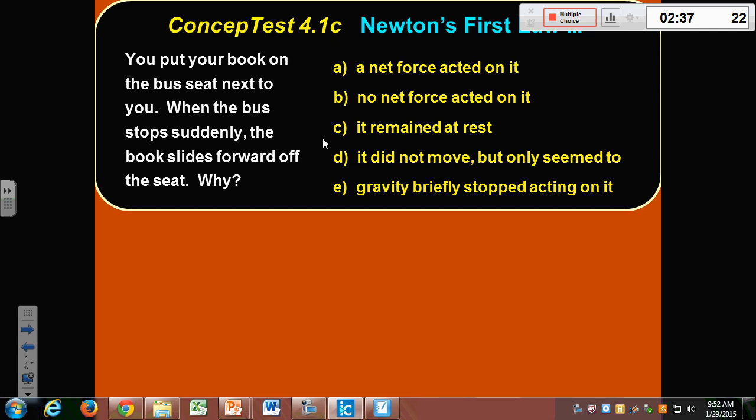Okay, now a lot of you are putting C, which is also not correct. All right, so the book doesn't remain at rest, right? The book does move. It's really the bus that's stopping. What causes the book to move?